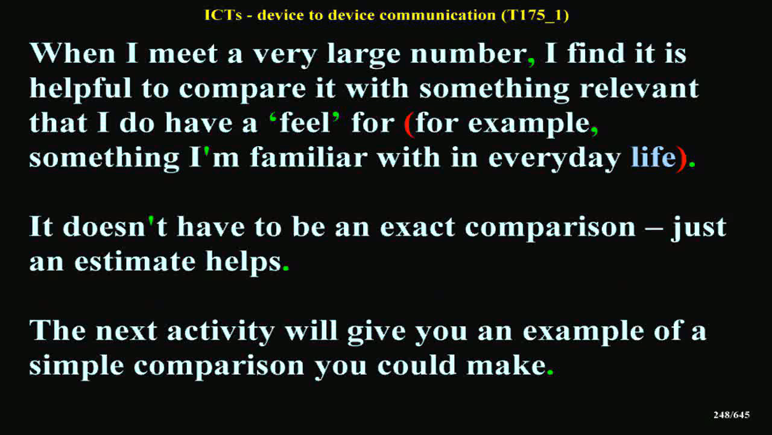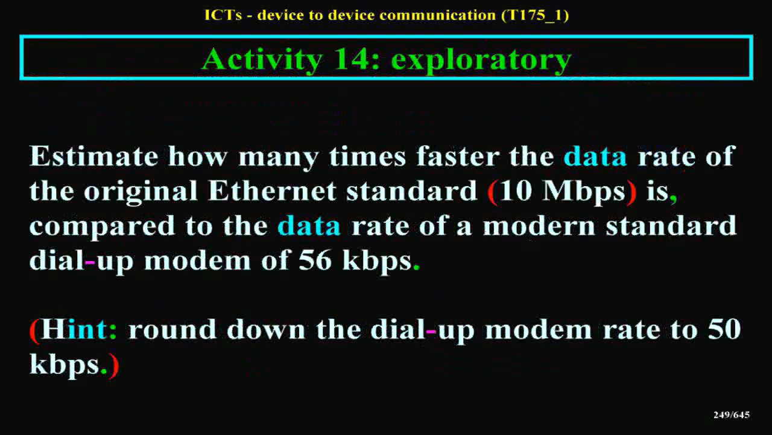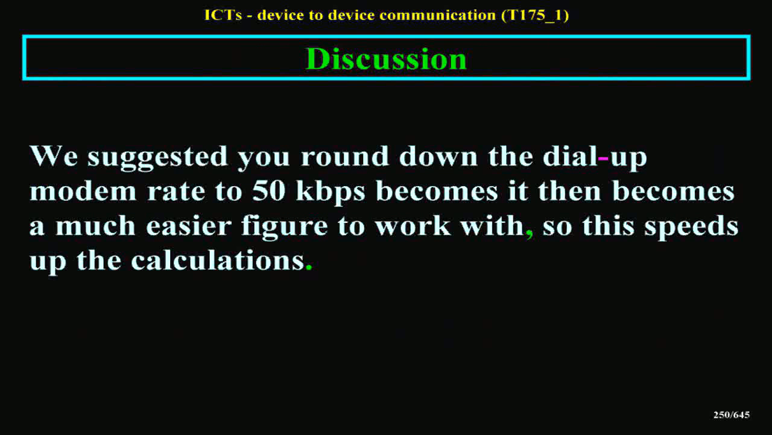It doesn't have to be an exact comparison, just an estimate helps. The next activity will give you an example of a simple comparison you could make. Activity 14. Exploratory. Estimate how many times faster the data rate of the original Ethernet standard, 10 Mbps, is compared to the data rate of a modern standard dial-up modem of 56 kbps. Hint. Round down the dial-up modem rate to 50 kbps.